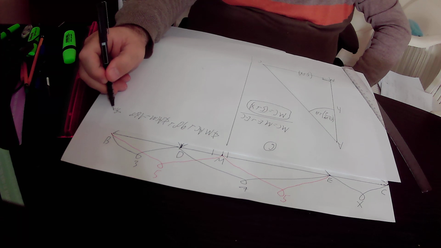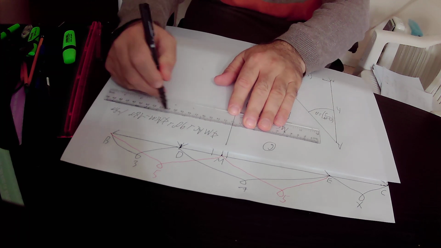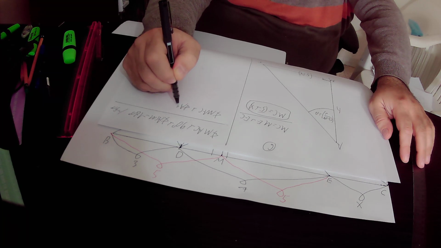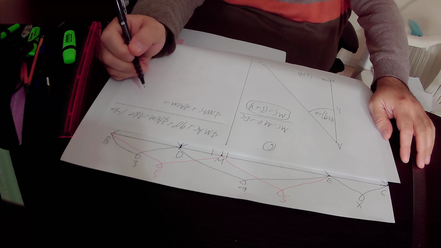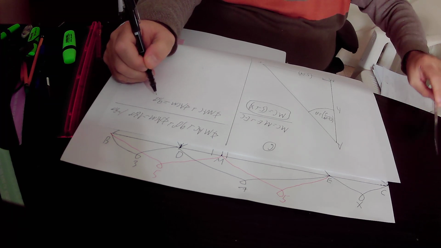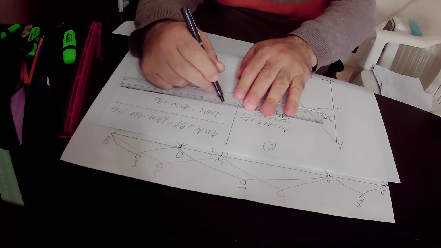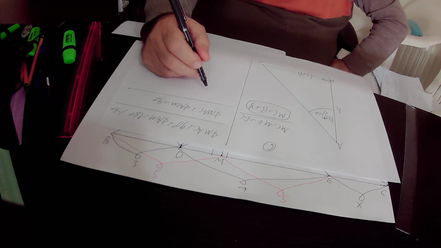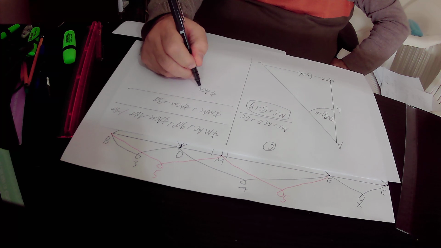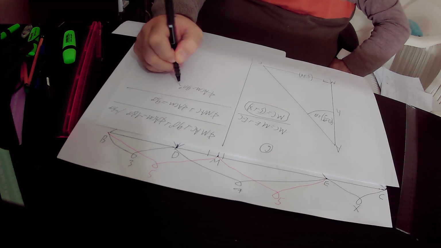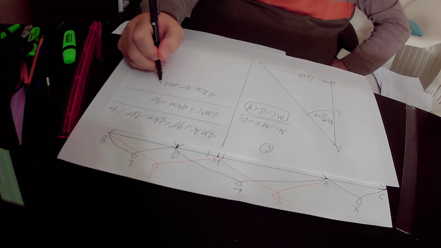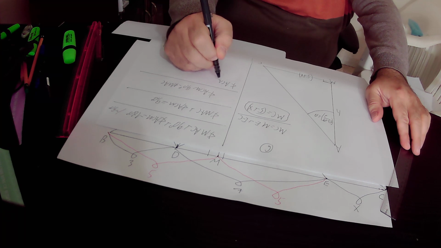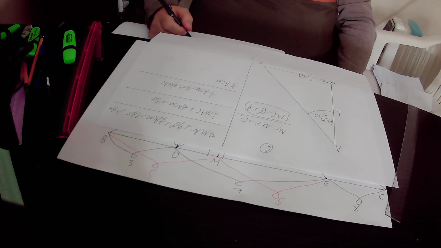We subtract 90 degrees from this equation, and we will get that angle MAC plus angle ACM is equal to 180 degrees minus 90 degrees, which is 90 degrees. So here we subtract angle MAC from this equation, and we will get that the angle that we are looking for, angle ACM, is equal to 90 degrees minus angle MAC.